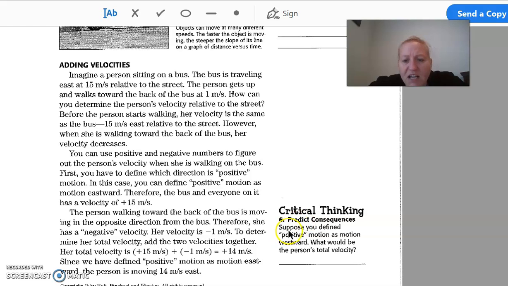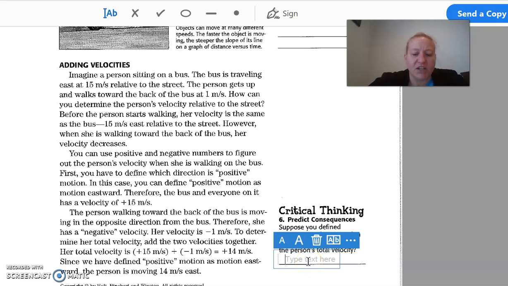Okay, critical thinking. Suppose you define positive motion as a motion westward. What would the person's total velocity be? Okay, so it will be the opposite direction. So it would actually be a negative 14 meters per second, or 14 meters per second going in the east direction. Okay.